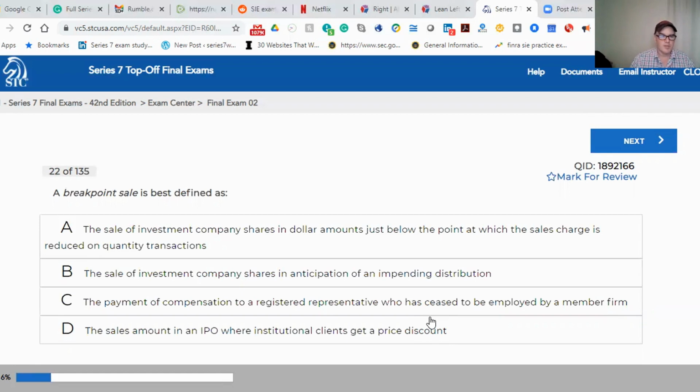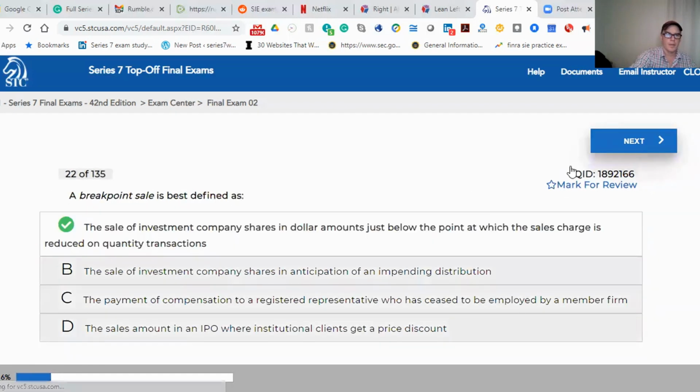The sale of investment company shares in anticipation of an impending distribution. No, that doesn't make sense. So the sale of investment company shares in dollar amounts just below the point at which the sales charge is reduced on quantity of transactions. In English, that means getting someone to invest just below the breakpoint so they don't get the breakpoint discount. That's a breakpoint sale. Good.